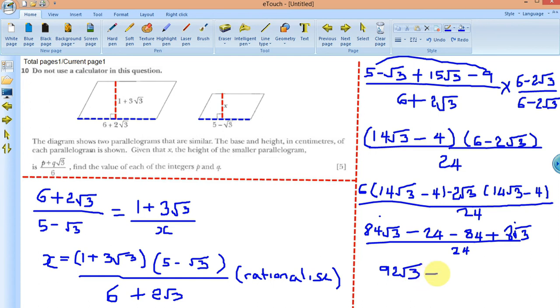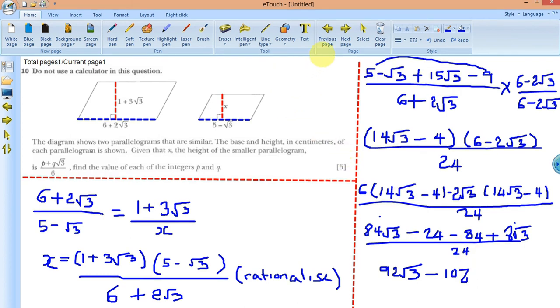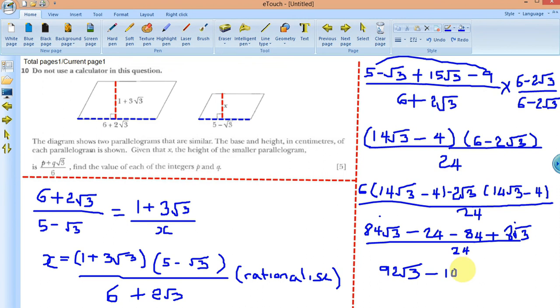Minus 108, right? Divided by 24. So now what I want to do, I want the denominator to be 6. So whatever you do to the denominator, go ahead and do to the numerator too. So 24 divided by 6 is what? 4. So you divide both denominator and numerator by 4. So 4 here, that will give me 6. Okay, so 92 divided by 4, that is 23.